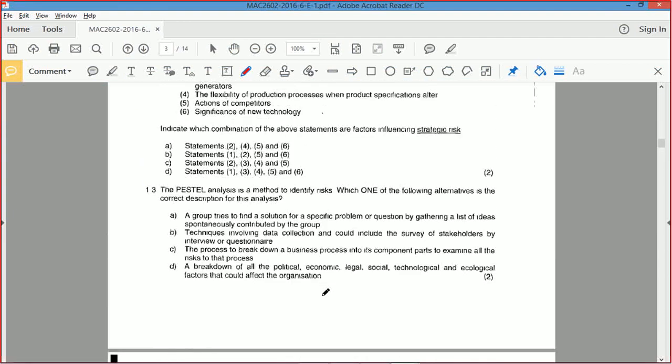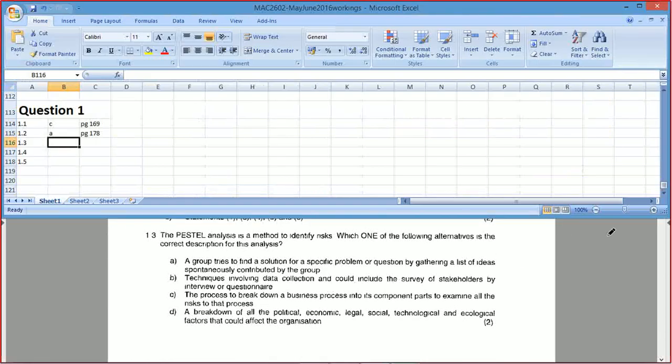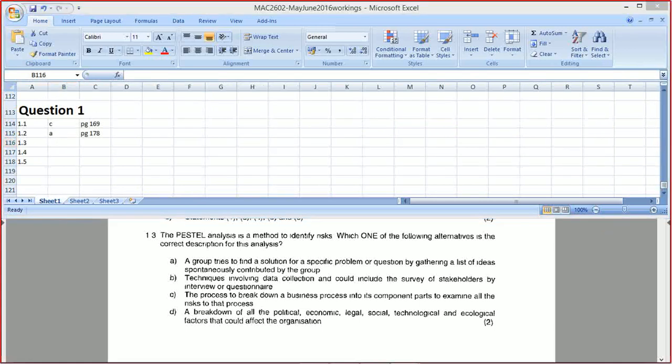Okay, this one's number 3. Number 3, only 4 options. Okay, great. Okay, so here we're looking at that PESTLE. PESTLE analysis is a method to identify risks. Which one of the following alternatives is the correct description for this analysis? Okay, this is looking at your glossary of terms.